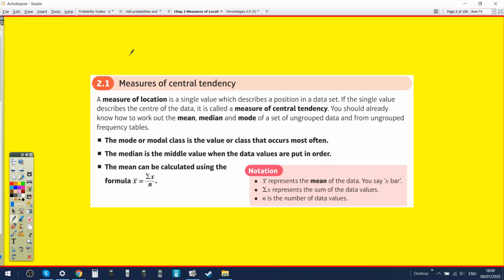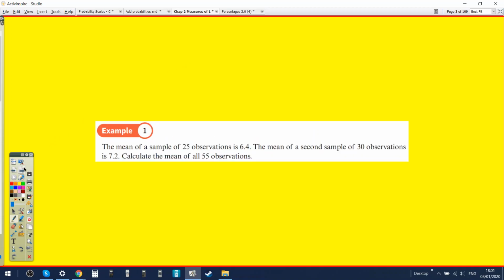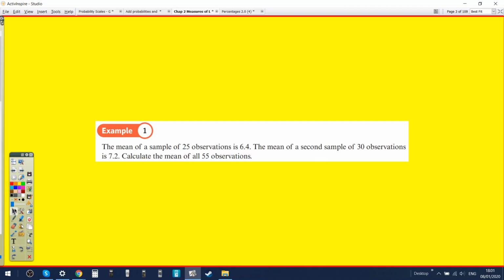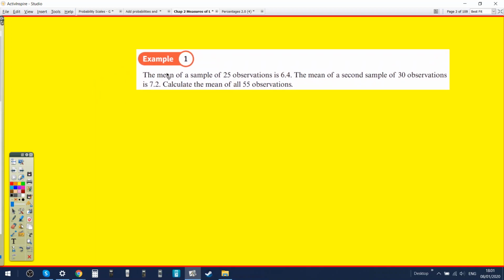Basically, central tendency is fancy for mean, median, or mode. So it's just the average. And later on they'll talk about the spread. We'll cross that bridge when we come to it. Okay, how do we do this?